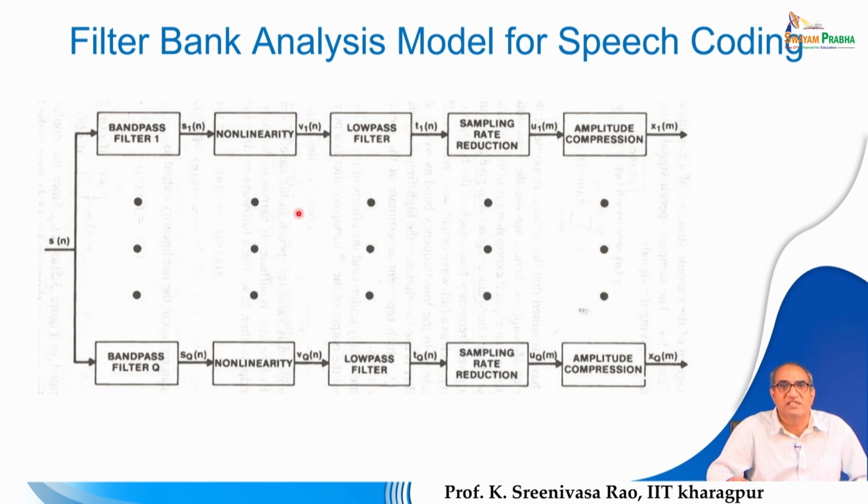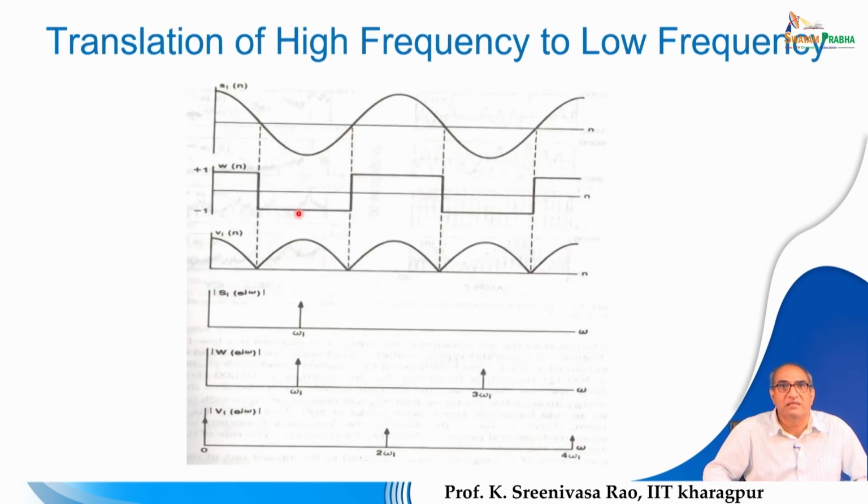So, we will see what this nonlinearity is, and how this nonlinearity will shift the frequency bands to the lower side. That we will see in the next slide. Here, as we know, each outcome of a filter is a narrowband signal. But for the sake of analysis, we consider this narrowband signal to consist of only one frequency, a sinusoidal, with frequency omega 1.